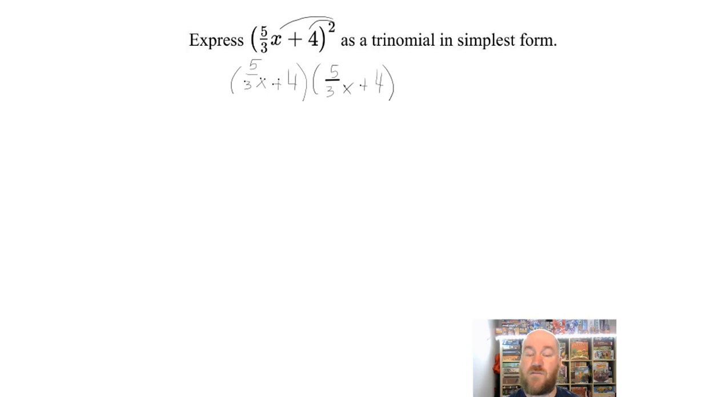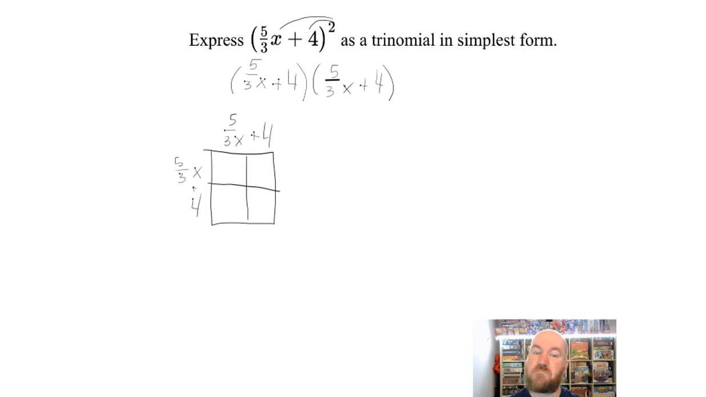And when you do that, you'll notice that we actually need to set up a box method for this question. We need to do a 2x2 box. And in this case, both the top and the side are going to be the same thing because it's multiplying by itself. So there we go: 5/3 x plus 4 times 5/3 x plus 4. I don't need to write the pluses here, but I'm going to just because.